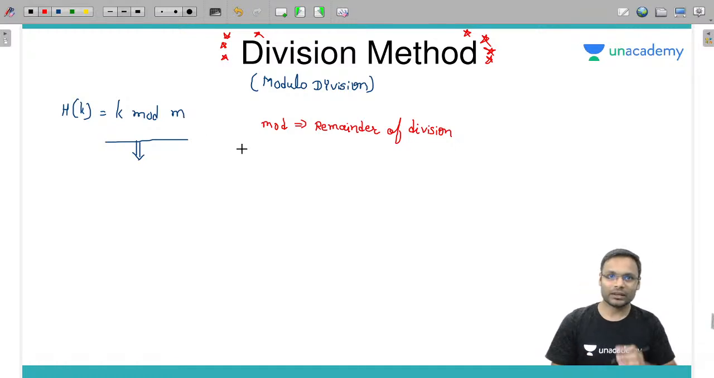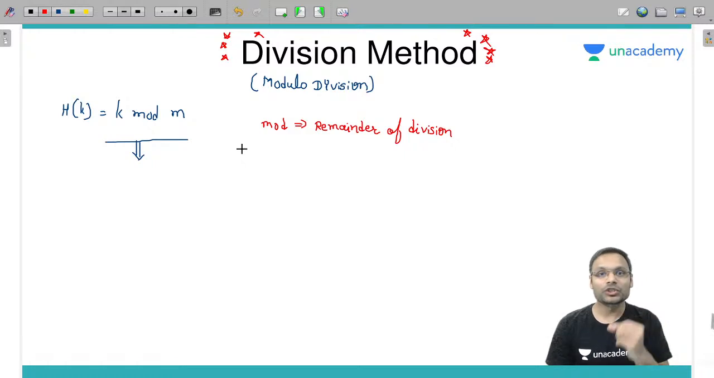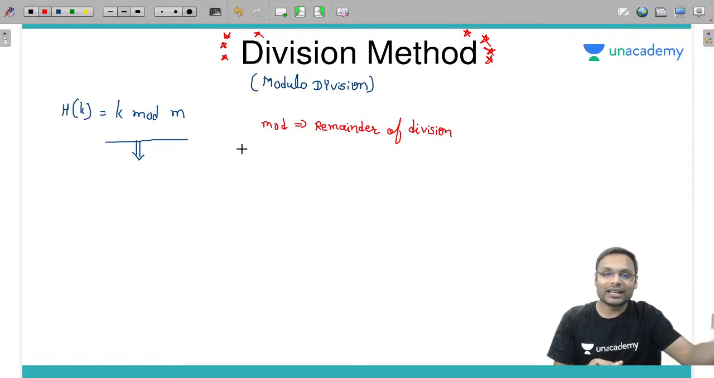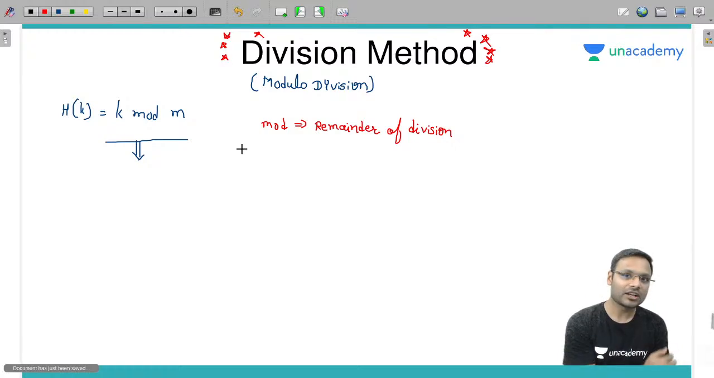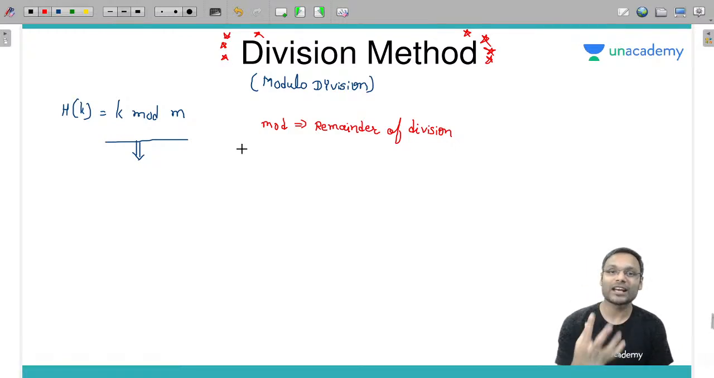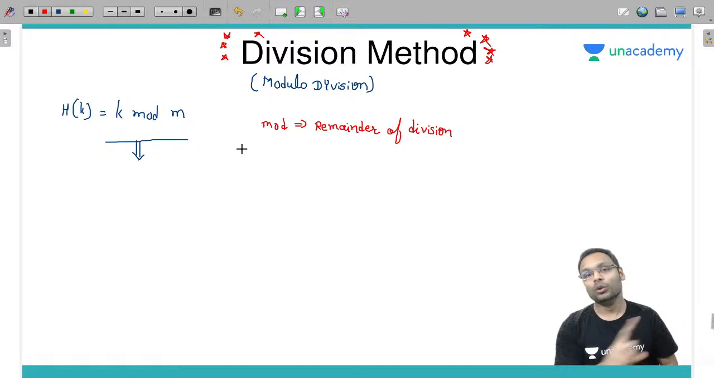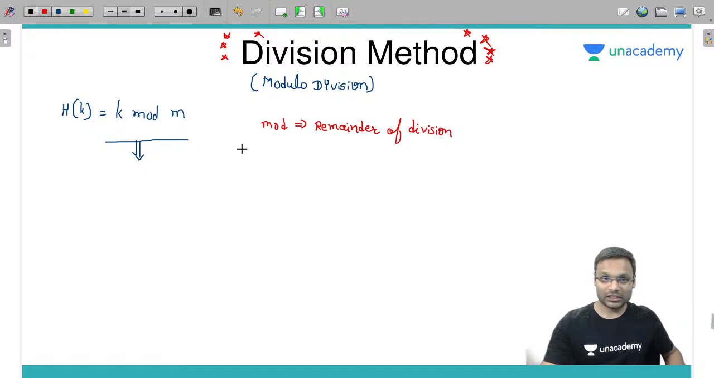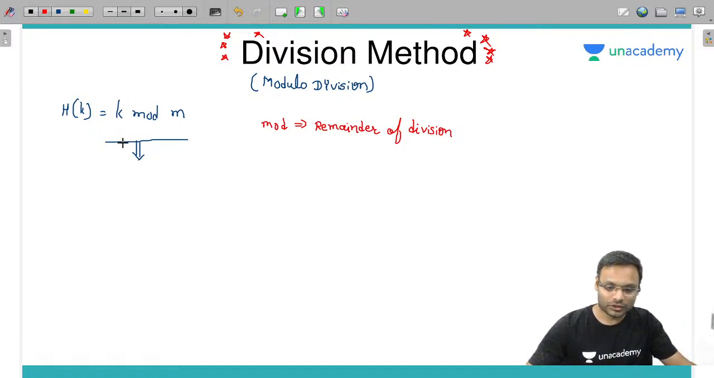Let's take a simple example. If I am saying k mod 10, after division by 10, what is the location range I can get in the remainder? Can I get remainder 0? Yes. 1? Yes. 2, 3, 4, 5, 6, 7, 8? Yes. 9? Yes. 10? No, I cannot get 10 as the remainder. So what is the location range after division by m? The range of locations I can get is 0 to m minus 1.